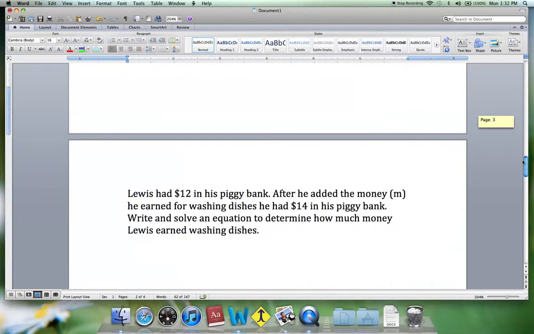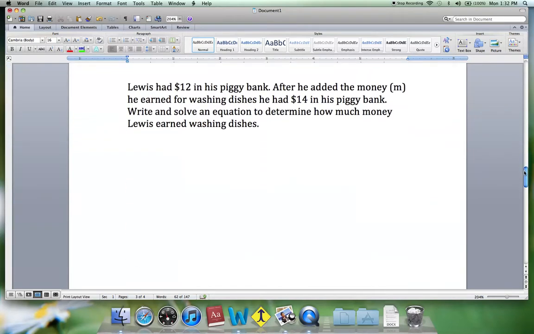All right, next, Lewis had $12 in his piggy bank. After he added the money, M, he earned for washing dishes, he had $14 in his piggy bank. Write and solve an equation that determines how much money Lewis earned washing dishes. So now we need to write an equation and then solve it for our variable. Our variable is M. And reading that sentence, it says he added the money.